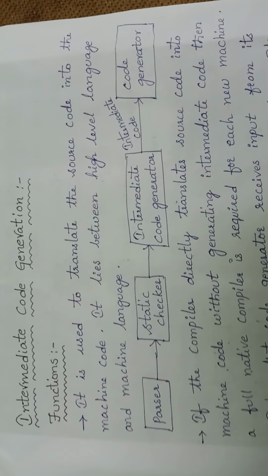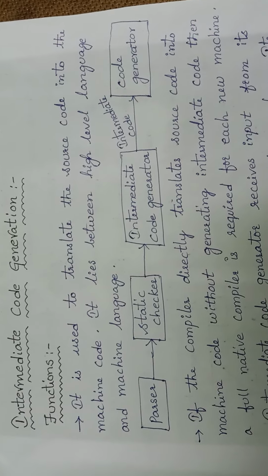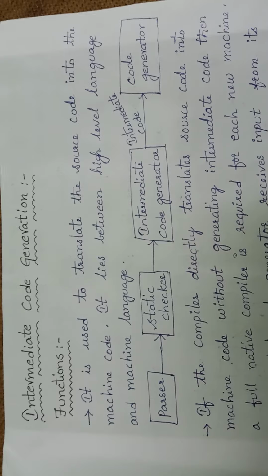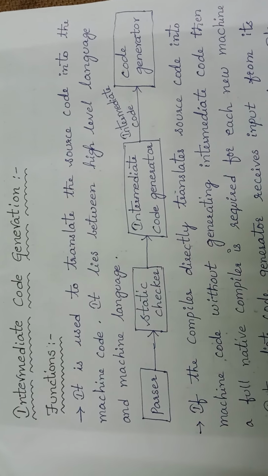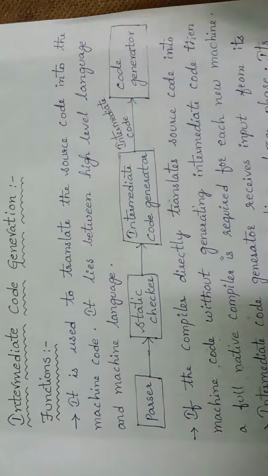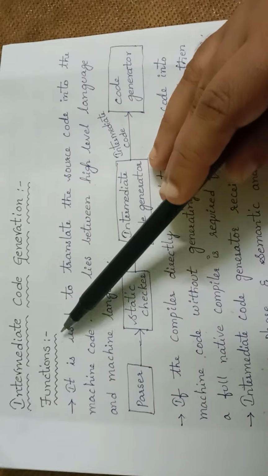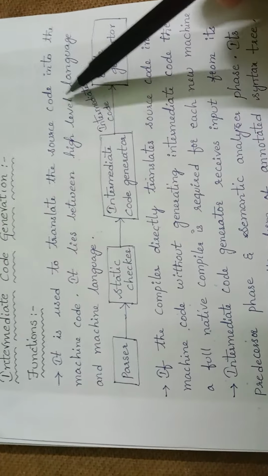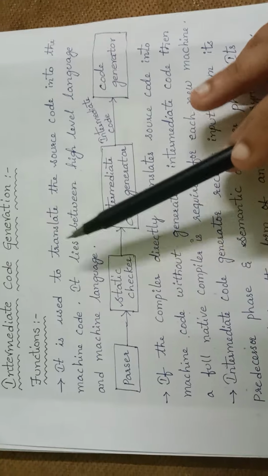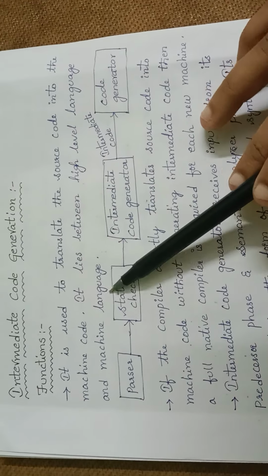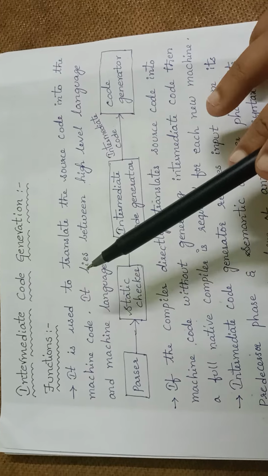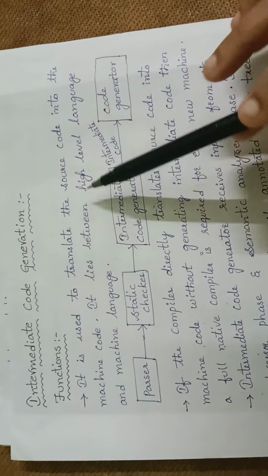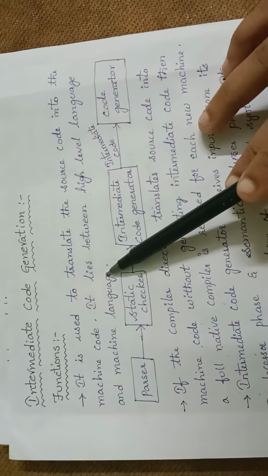Intermediate code generation is the fourth phase in the phases of the compiler, and it acts as a bridge between the analysis phase and the synthesis phase. The functions of the intermediate code generator are: it is used to translate the source code into the machine code, and it lies in between the high level language and machine level language.